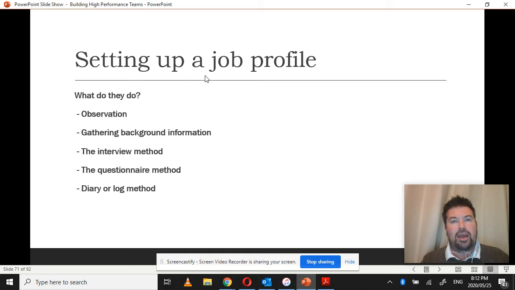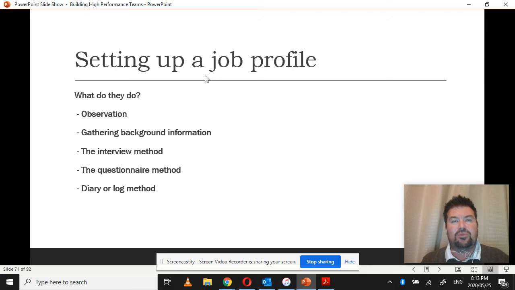We gather a bit of background information. We interview those people around them and ask, what do they do? Tell me a little bit about their job function. How do they manage their day? What are the tasks that are involved? Then we do a questionnaire. So we give them a questionnaire with questions where they can fill in what they do, how they do it, what they're responsible for, and what is the flow of work.